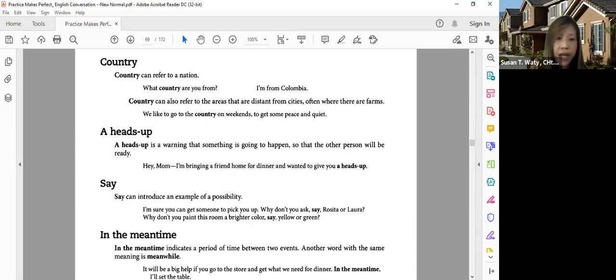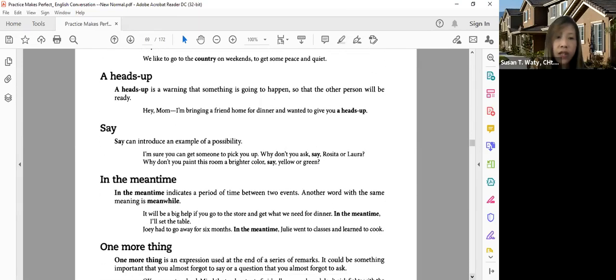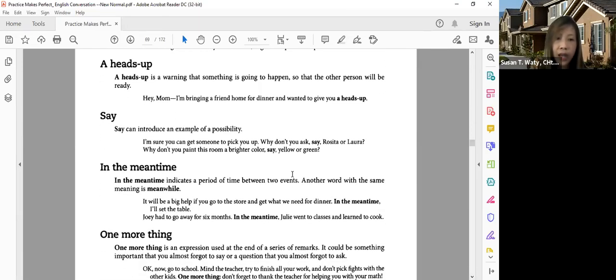And then the word "say" can introduce an example of possibilities. Why don't you paint this room a brighter color, say yellow or green? Why don't you ask, say, Rosita or Laura? So when you use "say," you're going to give an option of A or B.